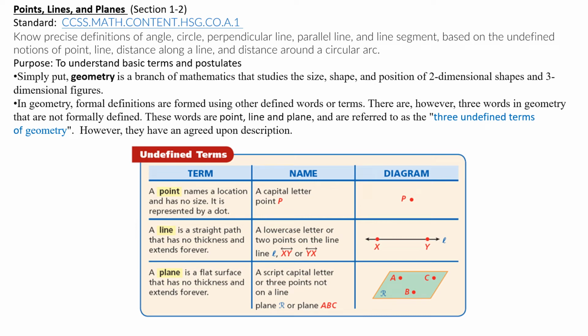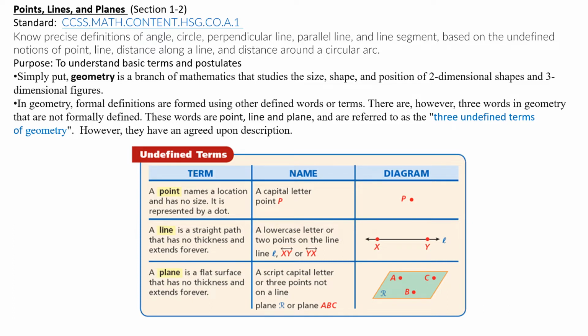Getting started in geometry: points, lines, and planes. The purpose of this section is to understand basic terms and postulates. Simply put, geometry is a branch of mathematics that studies the size, shape, and position of two-dimensional shapes and three-dimensional figures. In geometry, formal definitions are formed using other defined words or terms.